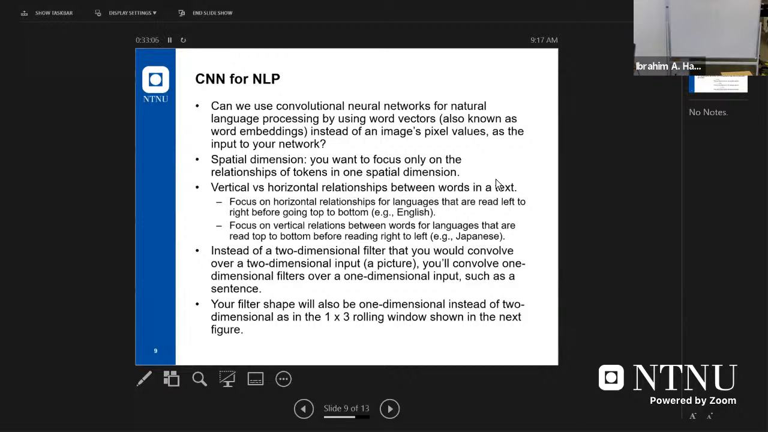Spatial dimension: you want to focus only on the relationships of tokens in one spatial dimension. So should we go from left to right, or right to left? It's according to the language. For example, Arabic, we write from right to left, right? In Japanese, they write from top to bottom, correct? So the direction is very, very important. So vertical versus horizontal relationships between words in a text. You need to focus on the horizontal relationship for languages that are read left to right or right to left, because we will do the same, but the direction will be different. So instead of starting from left to right, we will do it right to left, right?